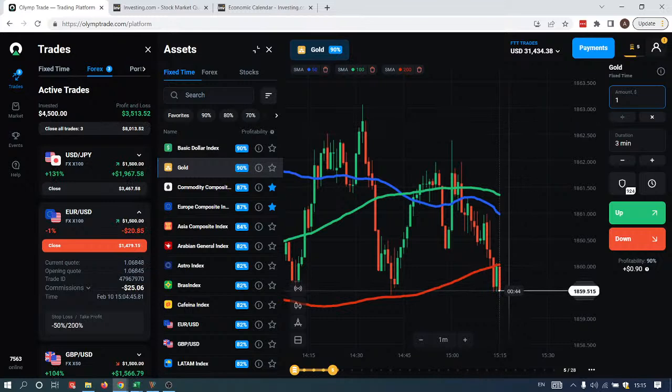So in this case, what I need to do is reduce the amount of my trades to, for example, $1, and I need to get more practice. Before I get more practice, I will not go up in terms of how much money I invest into every trade.